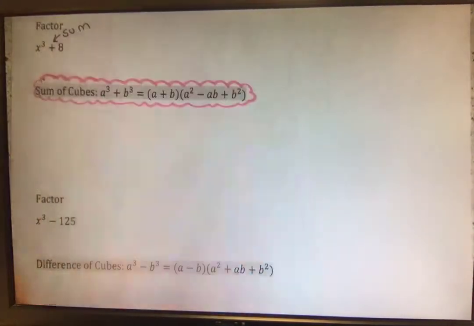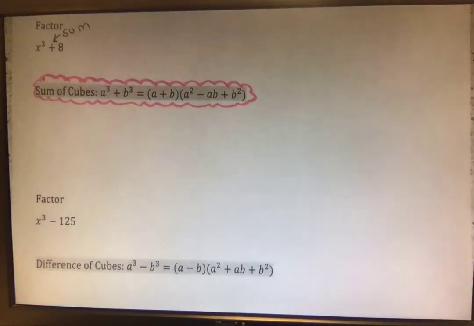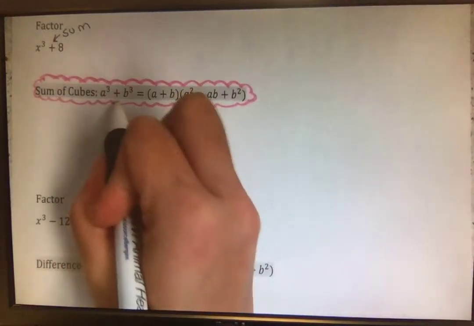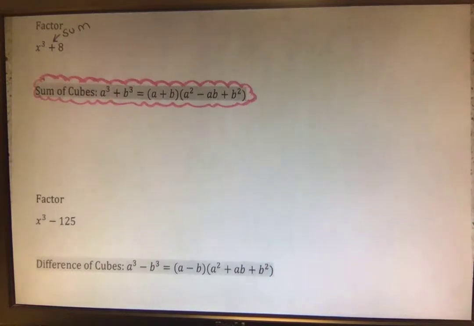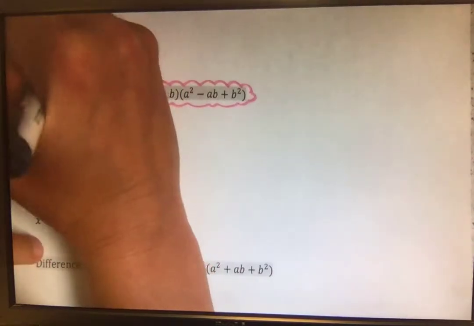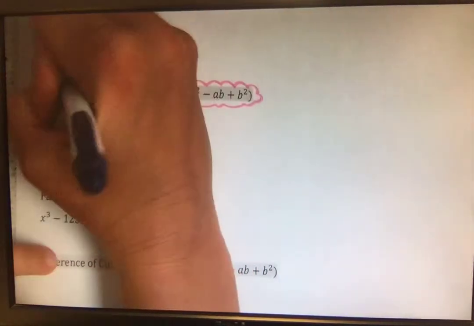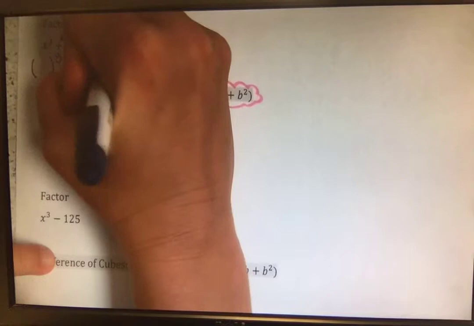We have a formula for sum of cubes. So I need to rewrite this as something cubed plus something cubed. Once I know that, I can see what a and b are, and then we can just plug a and b into our formula, just like those first couple problems we did. So I need something cubed plus something cubed.